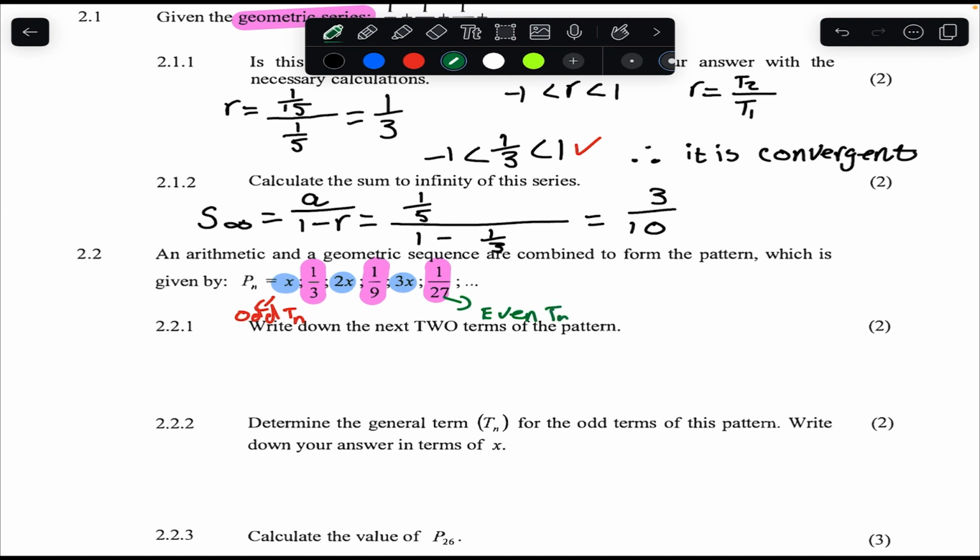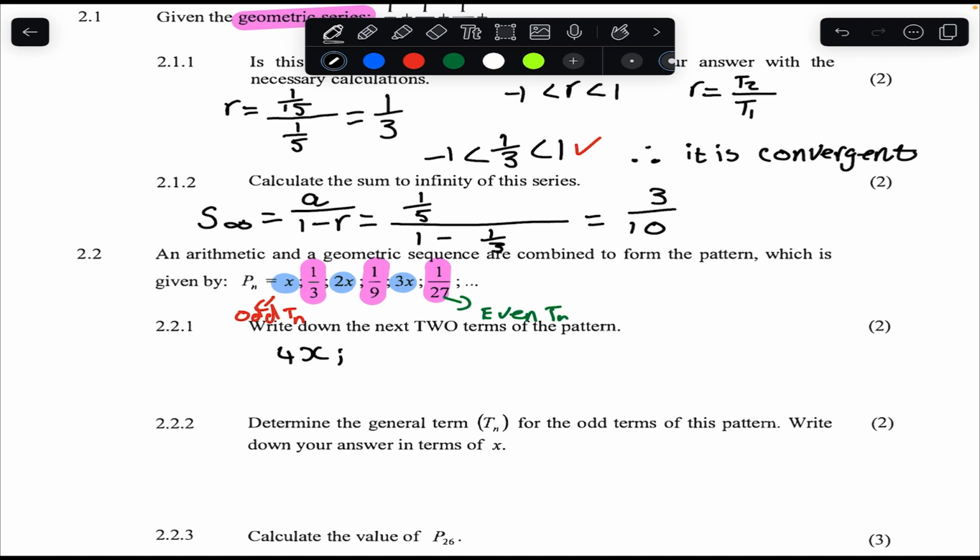So that means T2 will be a number value and T3 will then be a variable. So that is important to note. So the first question, easy, write down the next two terms. So we can see that it goes from x to 2x to 3x. So that means I'm adding x every time. So now I can see that the next term definitely has to be 4x.